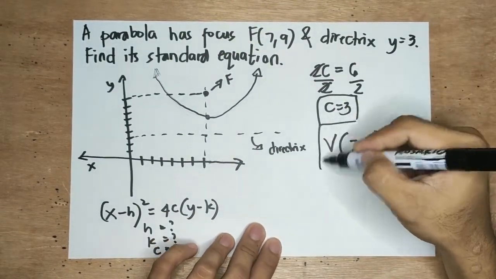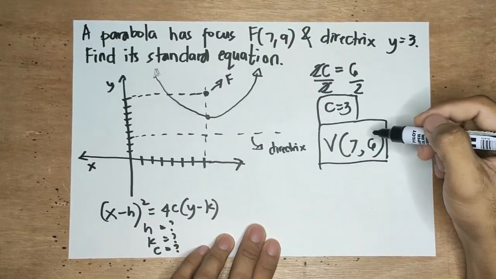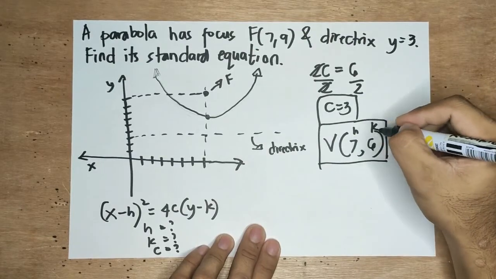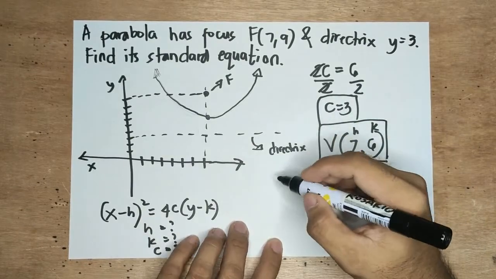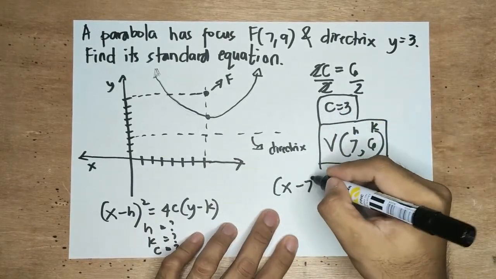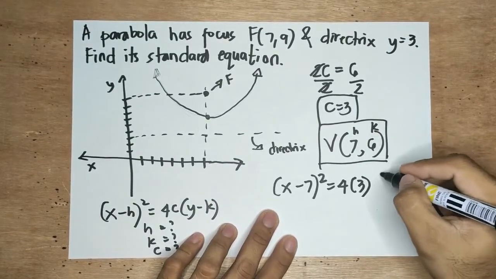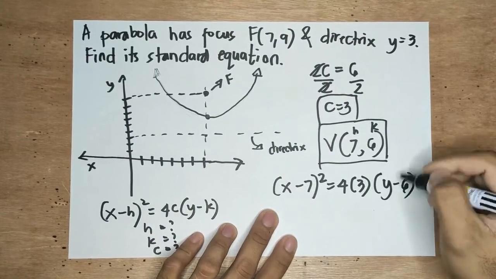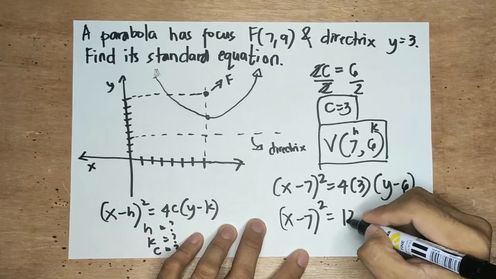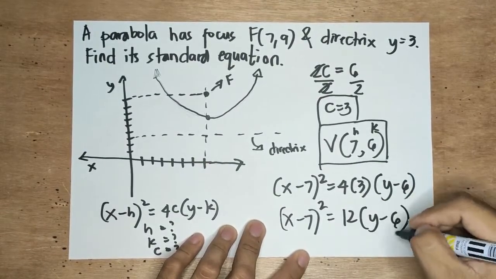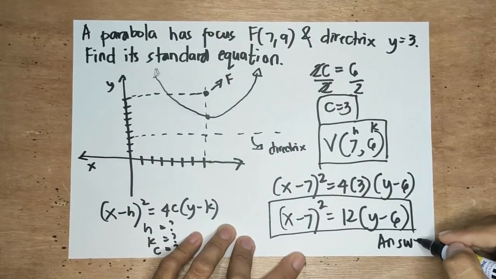So, therefore, anong next na step? Isa-substitute na natin yung value ni h, which is 7, k which is 6, and c which is 3 doon sa ating standard equation. So, we have x minus 7 squared is equal to 4 times the value of c is 3 times y minus 6. Or simplifying further, we get x minus 7 squared is equal to 12 times y minus 6. This is now our answer. Okay?